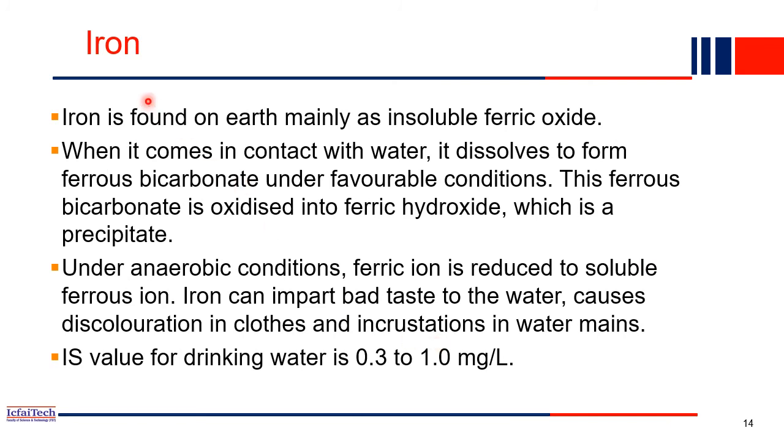Now the next chemical characteristic of water is iron. Iron is found on earth, and if you collect water from underground, all these chemical things we are discussing, or heavy metals, basically arsenic and iron, you will get them. Underground we have iron minerals, and from there irons basically come into the water.